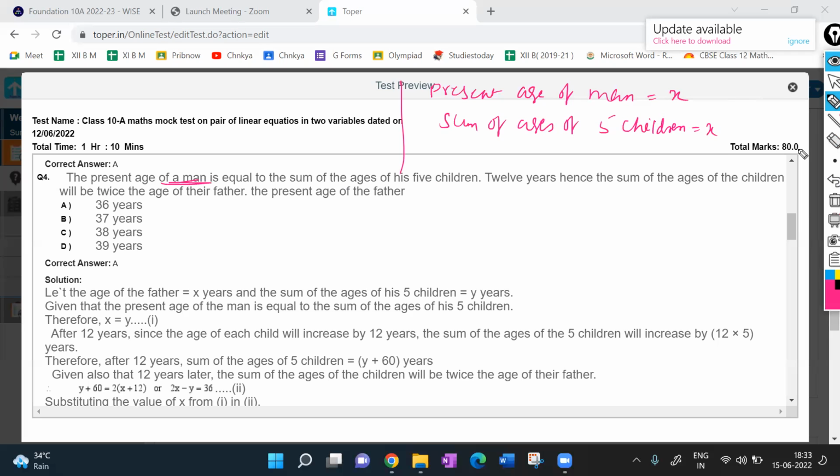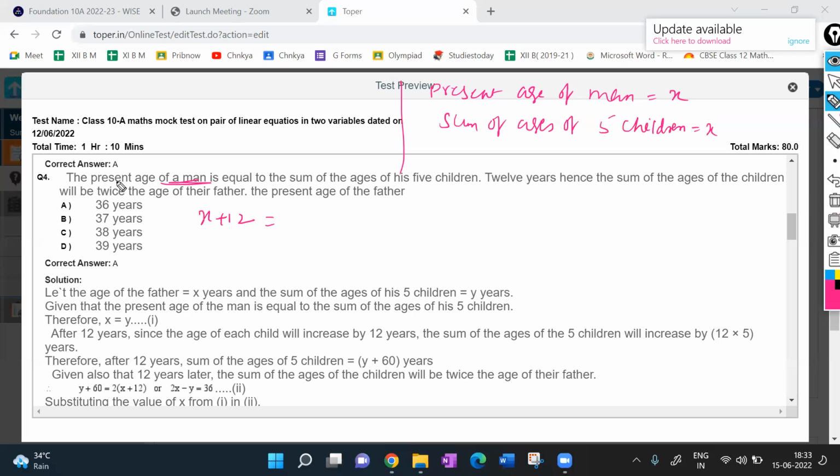12 years hence, I mean after 12 years, what is going to happen? The sum of the ages of the children, which is nothing but X plus 12. Am I right? The sum of the ages of 5 children is X. After 12 years it is nothing but X plus 12. Okay. So it will be 12 into 5, sir, because there are 5 children. So 12 years hence, the sum of the ages of the children will be twice the age of their father. Then present age is what? So find out the X value.